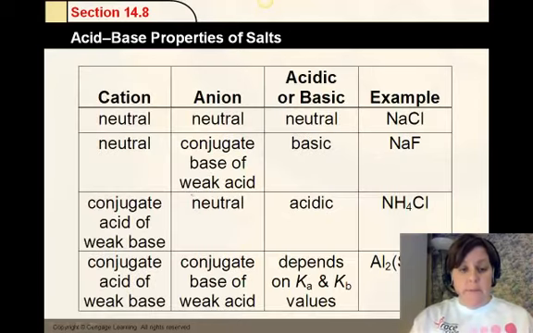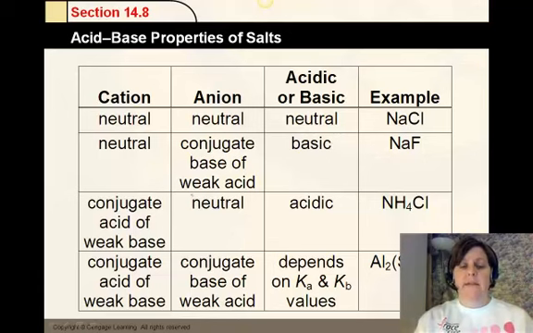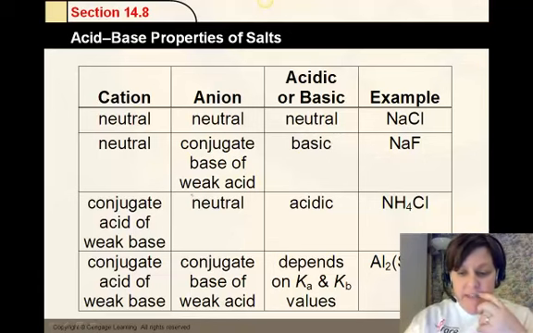So in general, if the cation is neutral and the anion is neutral, then your salt is going to be neutral. If the cation is neutral and the anion is the conjugate base of a weak acid, it's going to be basic. So here are some other examples, going through using your book's terms to understand if something is acidic or basic.